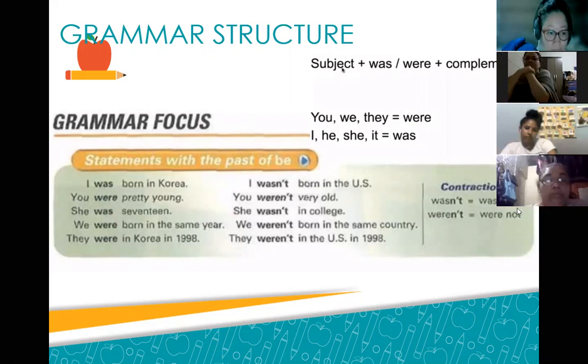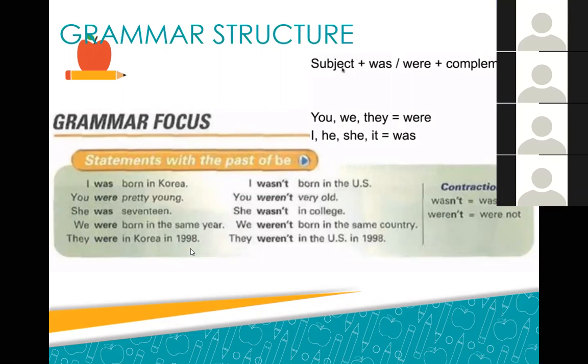Let's see. Ay, ¿dónde está? Diana, what about the next one? Number four. We were born in the same year. Flor, Florcita de García, the next one. Lo siento, estoy afónica. No se preocupe, okay. What about Anita del Carmen? They were in Korea in 1998. Very good, Anita. Okay, the next one.